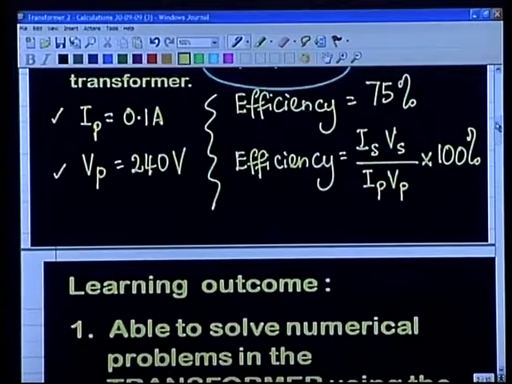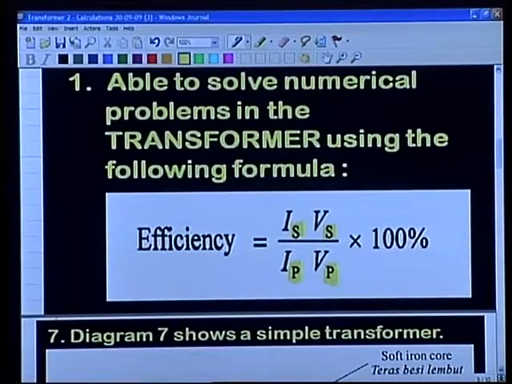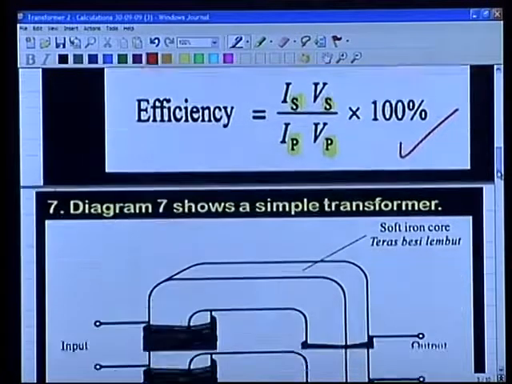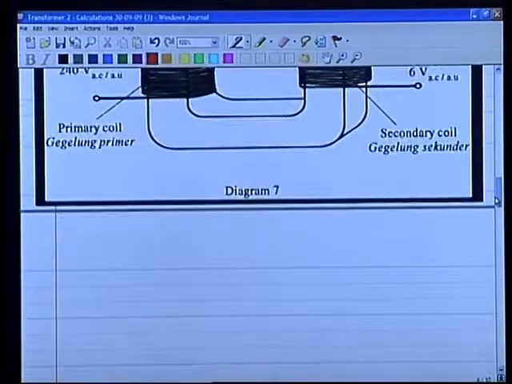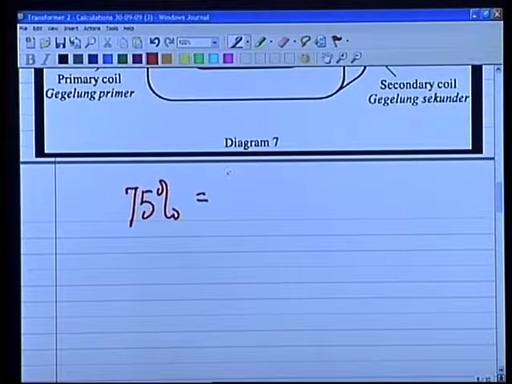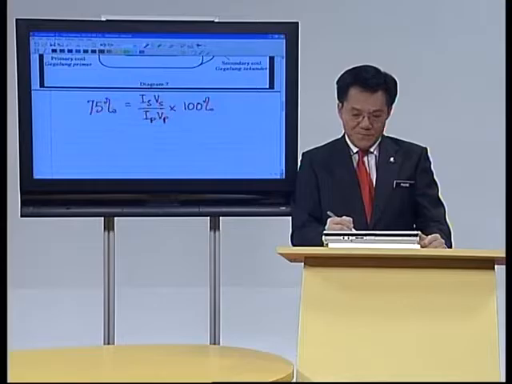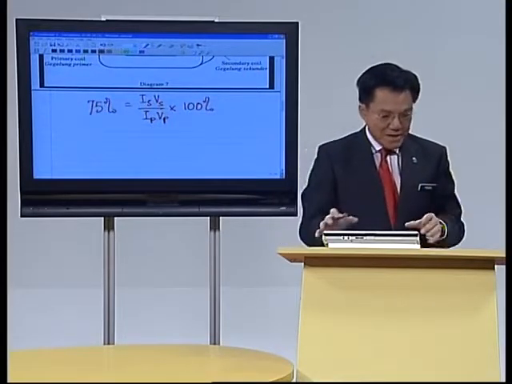Okay, let's proceed. This is the same equation here, the same diagram. Now let's put in all the values. Let me write it down again. Just now efficiency, it is 75% equals to ISVS divided by IPVP multiplied by 100%. This is very good. We write it again, it is good practice.